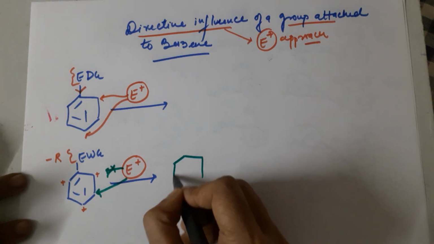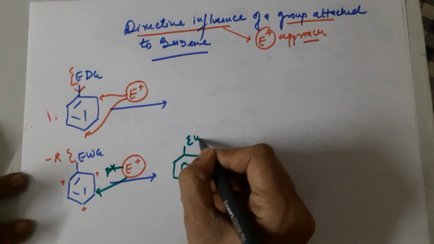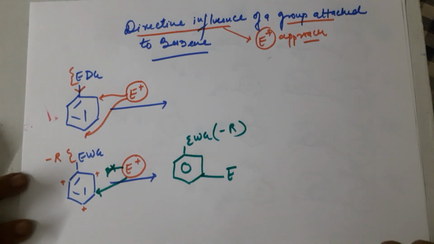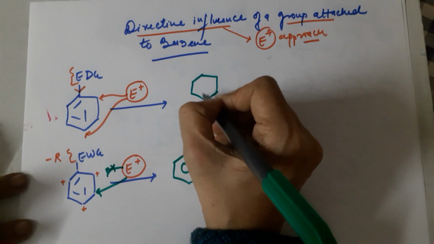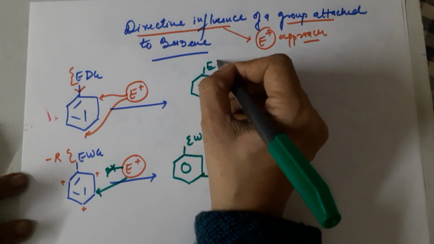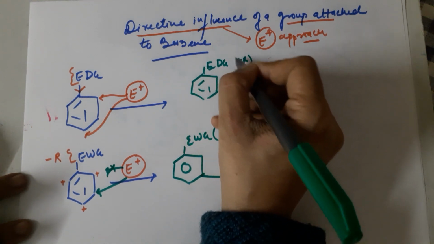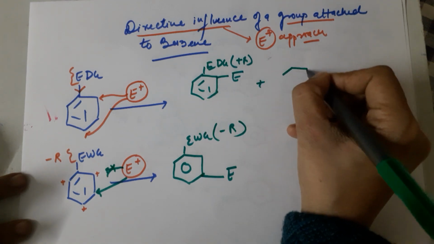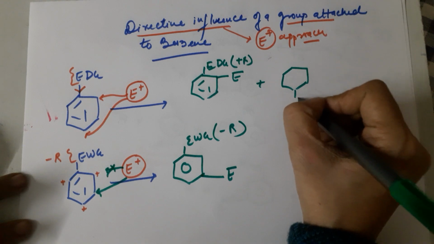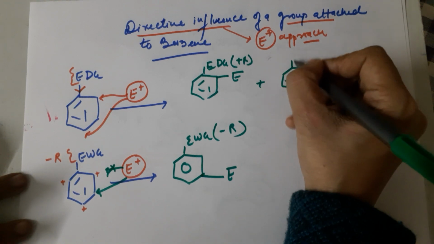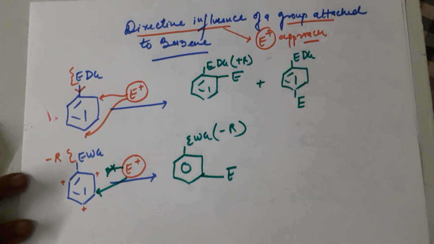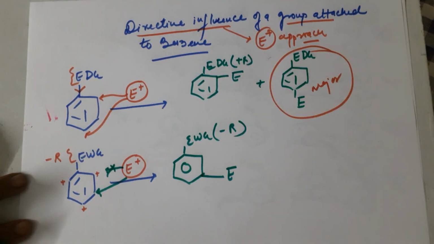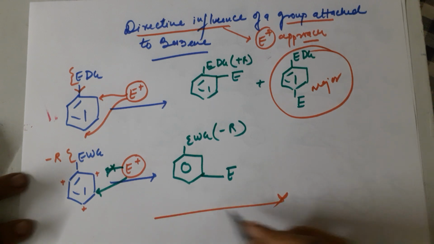So whenever you have an electron withdrawing group which has a minus R effect, your electrophile goes to the meta position, and whenever you have an electron donating group which has a plus R effect, your electrophile goes to ortho as well as para. Both the products are formed, but the para product is always the major product. Is that clear? With this, I close the class.